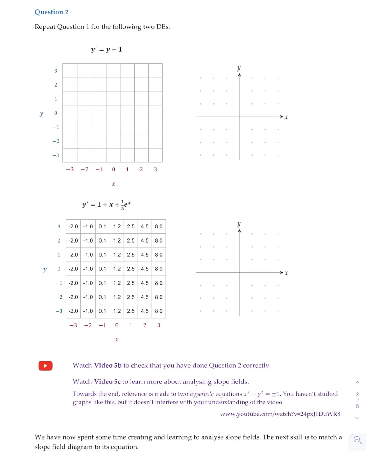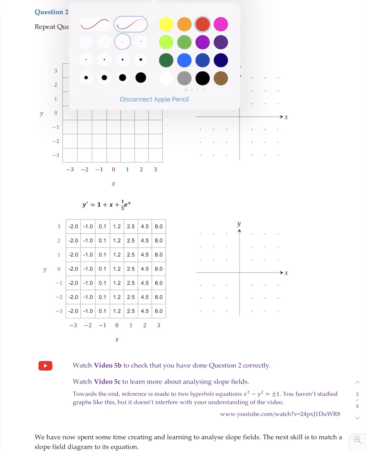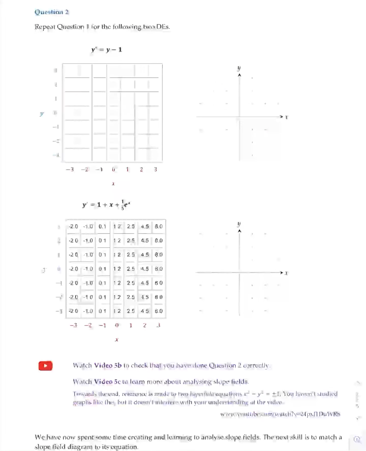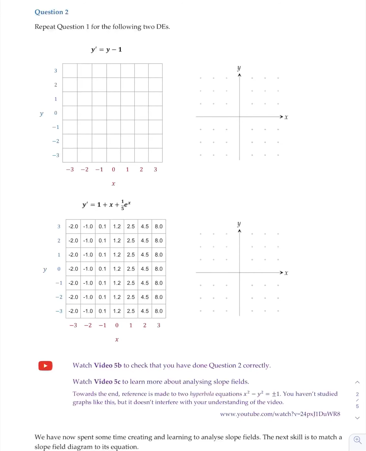I hope you've done question 2 yourself, but I'd just like to do it quickly to point a couple of things out. So y dash equals y minus 1. Well, let's do a bit of calculation. If I've got y equals 3, then y minus 1 is 2.